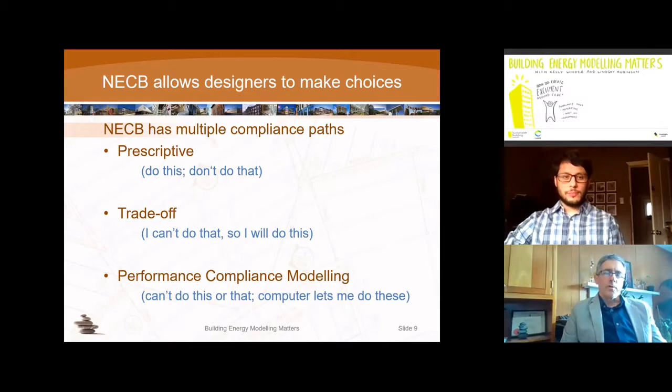And then what performance compliance modeling does, so doing an energy model on the building, is it allows you to do that trade-off on a much bigger and broader spectrum of things. So you can then potentially make your envelope even less insulated and substitute a really high performing heat recovery ventilation system or something like that.